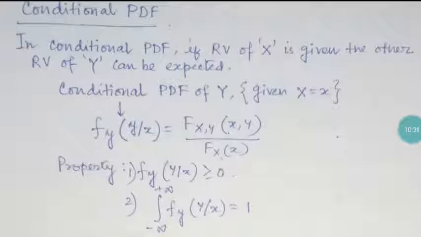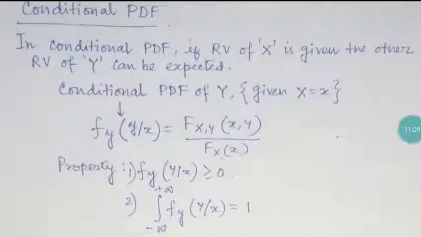So here f of x comma y is a cumulative or joint CDF, and f of x is a marginal CDF. So one single CDF and one joint CDF, if we take them in a ratio, this is called f of y upon x. It should not be read as f of y by x, it is read as f of y given x. When x is known, expecting y, that is f of y by x.